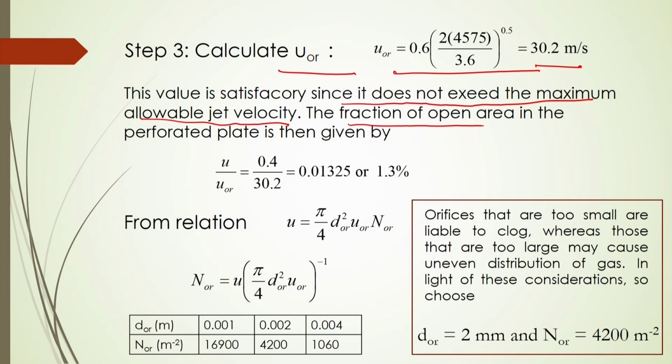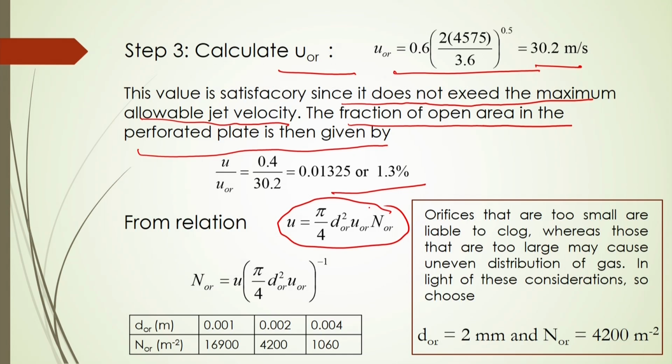The fraction of open area in the perforated plate is then given by this U by UOR, equal to 1.3%. So, from this equation, you have to then find out the number of orifice holes to be maintained here. NOR can be calculated from this, by simplifying or rearranging this equation. So, if you change this DOR, you will get the corresponding NOR value from this equation.